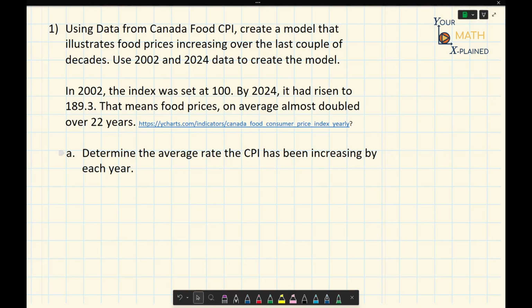What that means is the average price of, say, a basket of goods was $100. And then by 2024, that same basket of goods has risen to an index of 189.3, meaning for that exact same basket of goods, it now costs you $189.30 instead of that original $100. So over the 22 years, the average has almost doubled. So let's go ahead and use that exponential model that we saw earlier to determine at what average rate the CPI has been increasing each year.